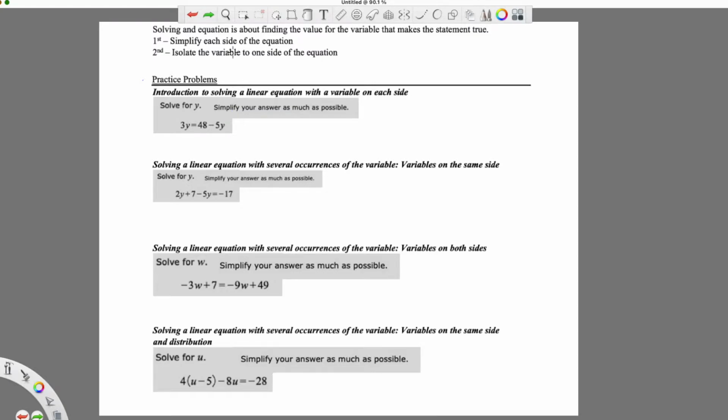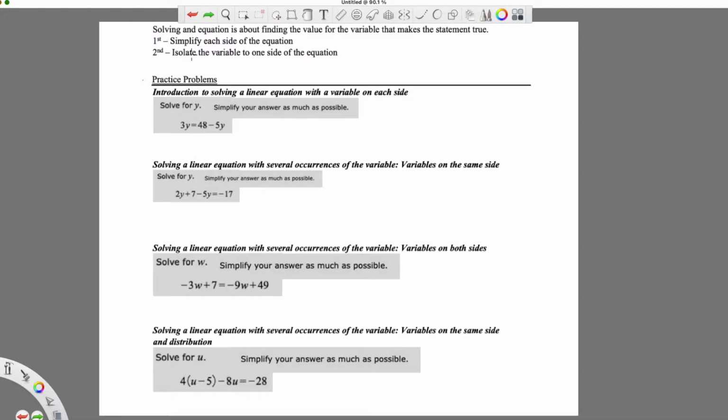So there's a couple of steps up above. It says solving an equation is about finding the value for the variable that makes the statement true. So that's always our goal. We're just trying to find out what that variable needs to be in order to make this equal sign true, because this left side has to equal this right side. That's what this equal sign means. So we're trying to figure out what y needs to be in order to make that equal sign true.